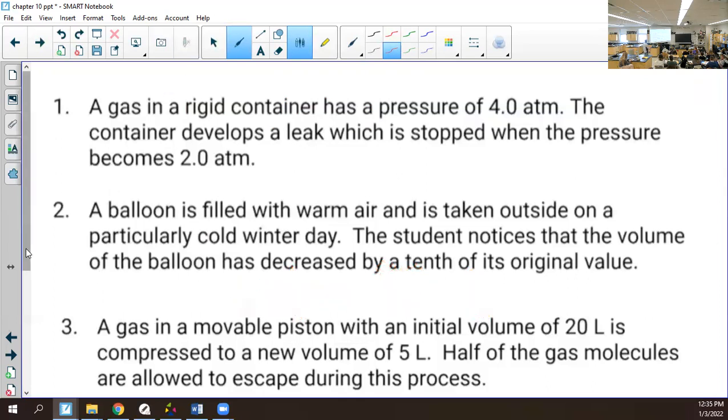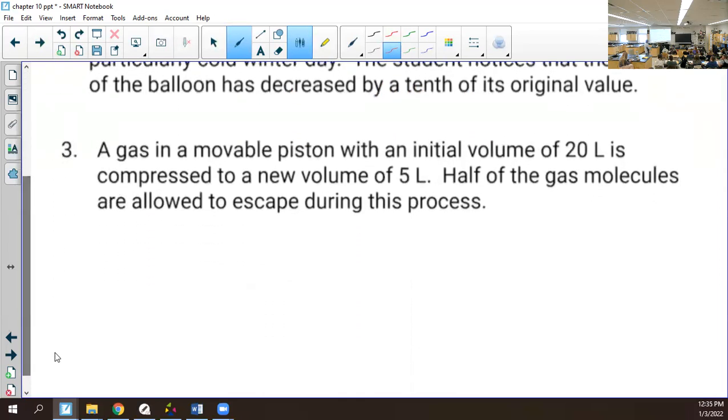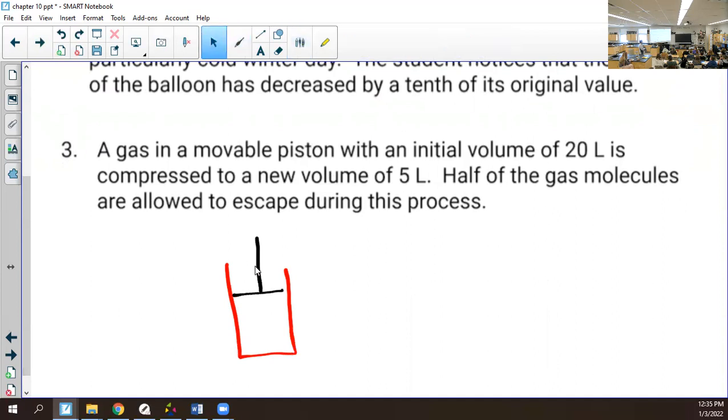Okay, number three, a gas in a movable piston. All right, you'll see this a lot and it's really dumb. I think I've drawn it once before. A movable piston system, you just have a tube and then you have the piston, which can go down or up. Okay, so that's how your cars work. All right, a gasoline car. There's some electric nowadays.